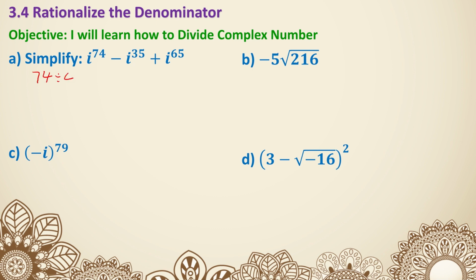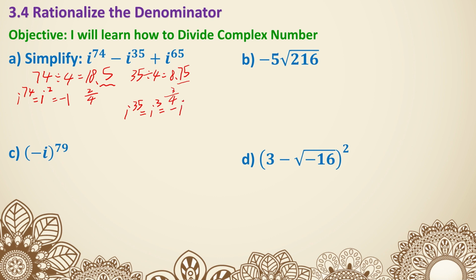First, 74 divided by 4 is 18.5. It's a 0.5, so we know that is the same as 2/4, because 0.5 is 2/4. That means i to the 74th power is the same as i squared, which is -1. Next, 35 divided by 4 is 8.75. 0.75 means 3/4, so i to the 35th power is the same as i to the 3rd power, which is -i.